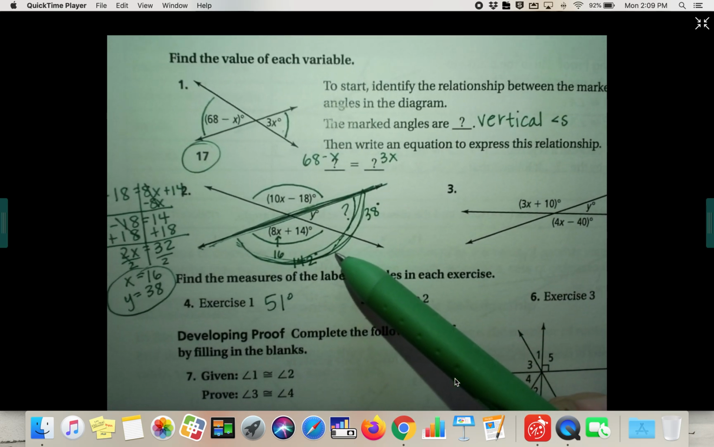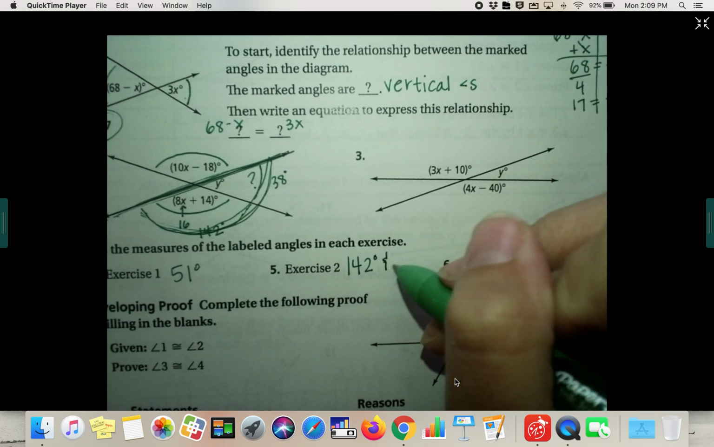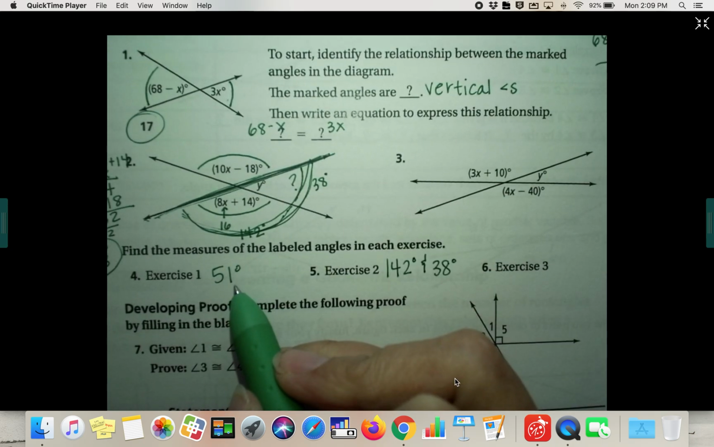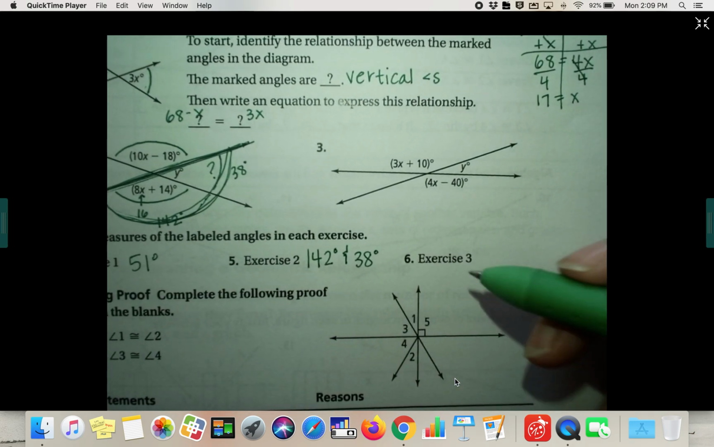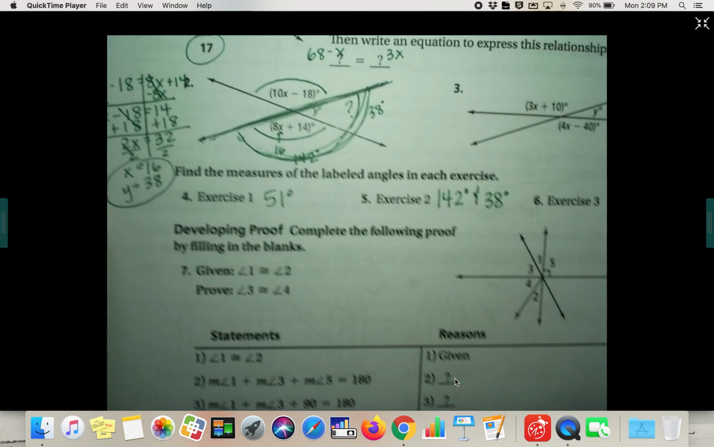Exercise 2, I think we got them all. We got 142 and 38. These were both 51. And then we didn't do exercise 3. If you want the extra practice, go for it. But this should be pretty clear.